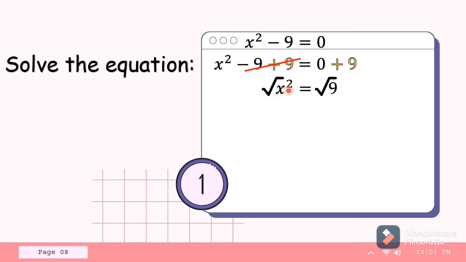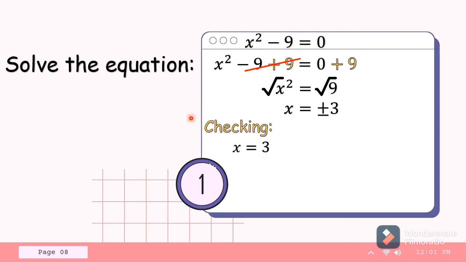Square root of x squared will be x, and square root of 9 is equal to positive negative 3, because 3 times 3 is equal to 9, and negative 3 times negative 3 is also equal to positive 9. For checking, let's try muna yung positive 3.